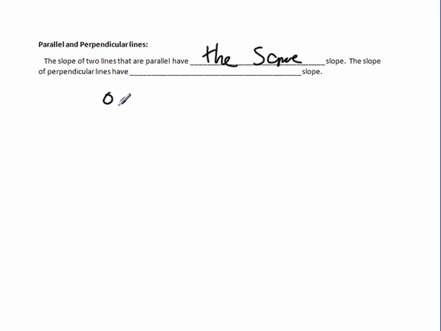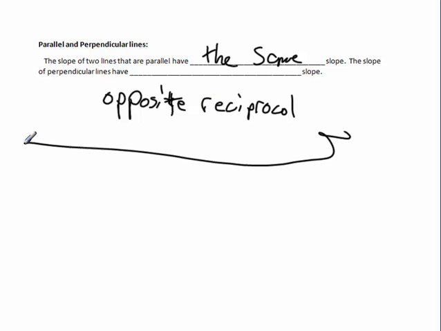So this is going to be opposite reciprocal slope. I didn't leave myself enough space there. But what does this mean? Well, the opposite means if it was positive, now it's negative. If it was negative, now it's positive. And that would make sense.